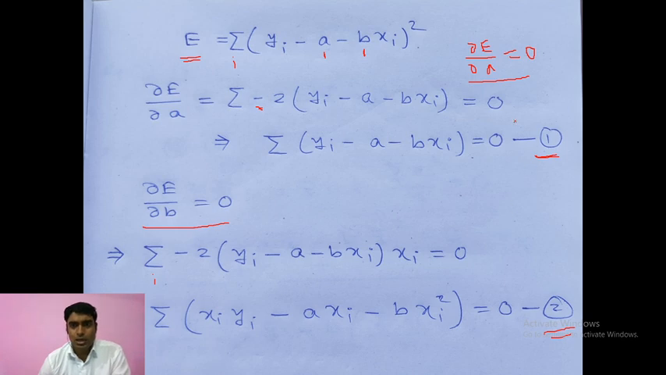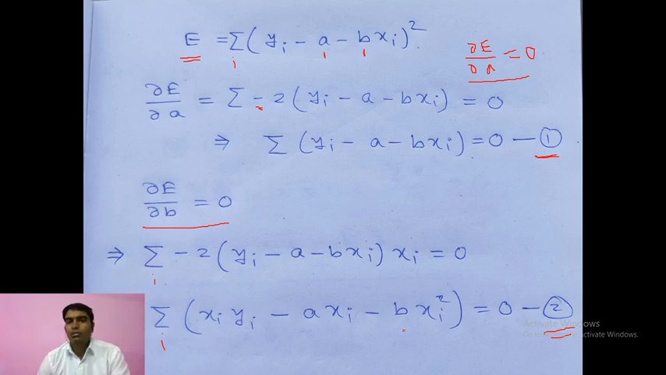So the first equation I got by doing the partial derivative del E by del A equals 0, and from that I get the sum of yi minus a minus bxi equal to 0. From the next equation, del E by del B equal to 0, I get this equation, the sum over i of xi yi minus a xi minus b xi square equals 0. That is the number 2 equation. Now I have two equations, 1 and 2, and I have two unknowns a and b, right. So I can find out what a and b are.